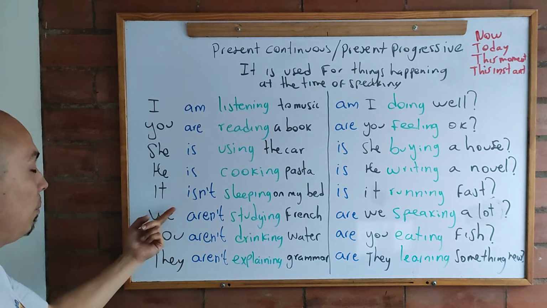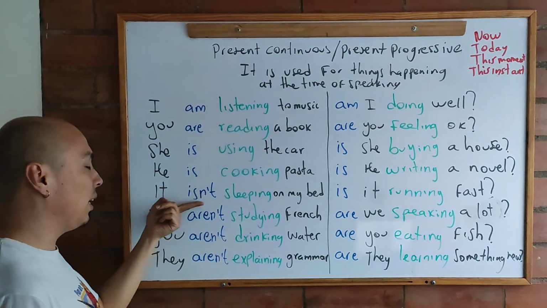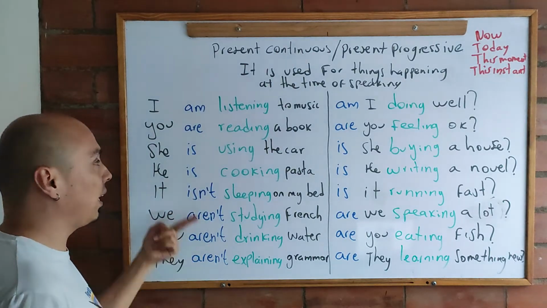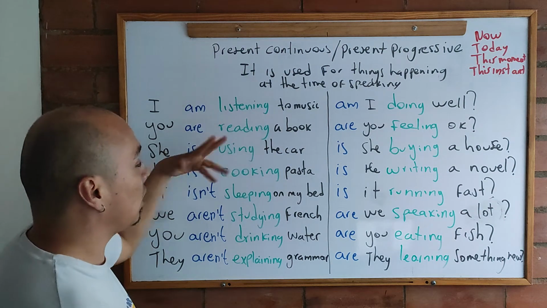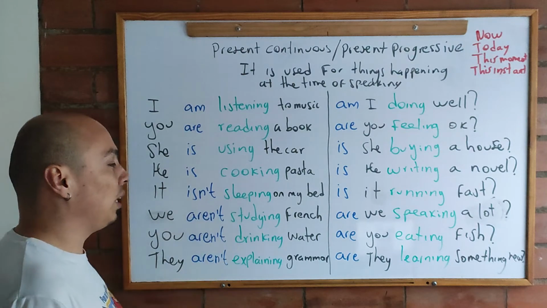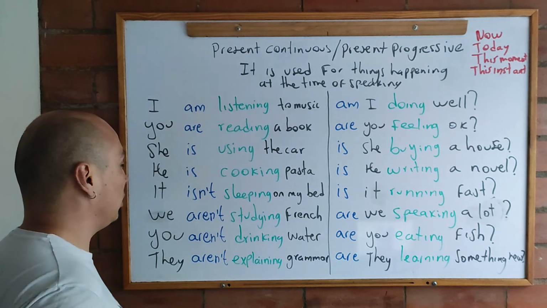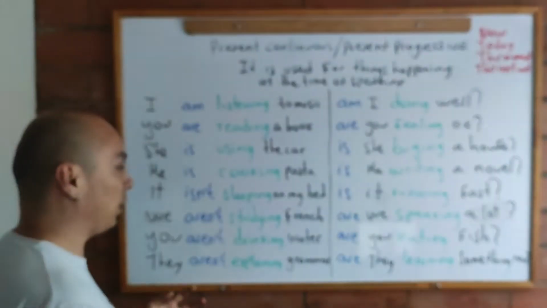In the negative form, the auxiliary is going to continue doing the work. So this is negated. If it were this, I am not listening to music, or she is not using her car, for example. So you put the negation in the verb and you conjugate ing. It isn't sleeping on my bed. We aren't studying French, okay?